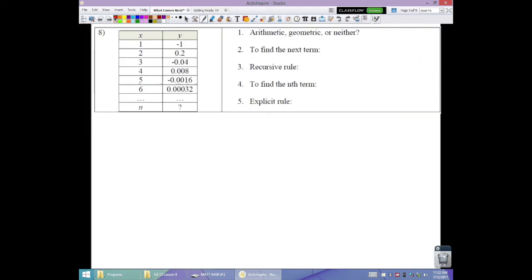And last one for the day. We have decimals, which I know you prefer over the fractions, but they are kind of crazy looking decimals. So start at the end, 0.00032 minus negative 0.0016 is 0.00192.